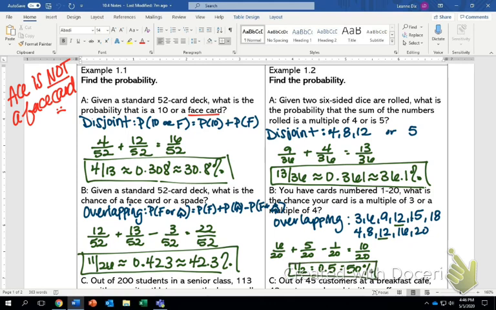Okay, so again, we are just using our formulas for or statements. And please make sure you have like a card off to the side so that when you see the word and, you know you need to be multiplying. When you see the word or, you need to be adding or subtracting, depending on which formula you're using.